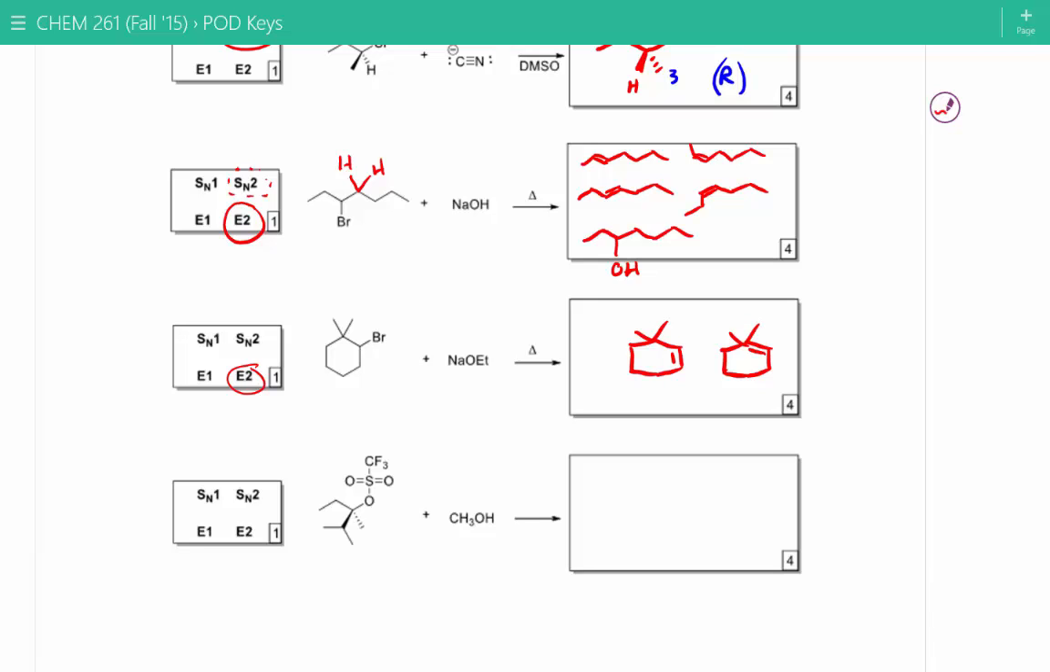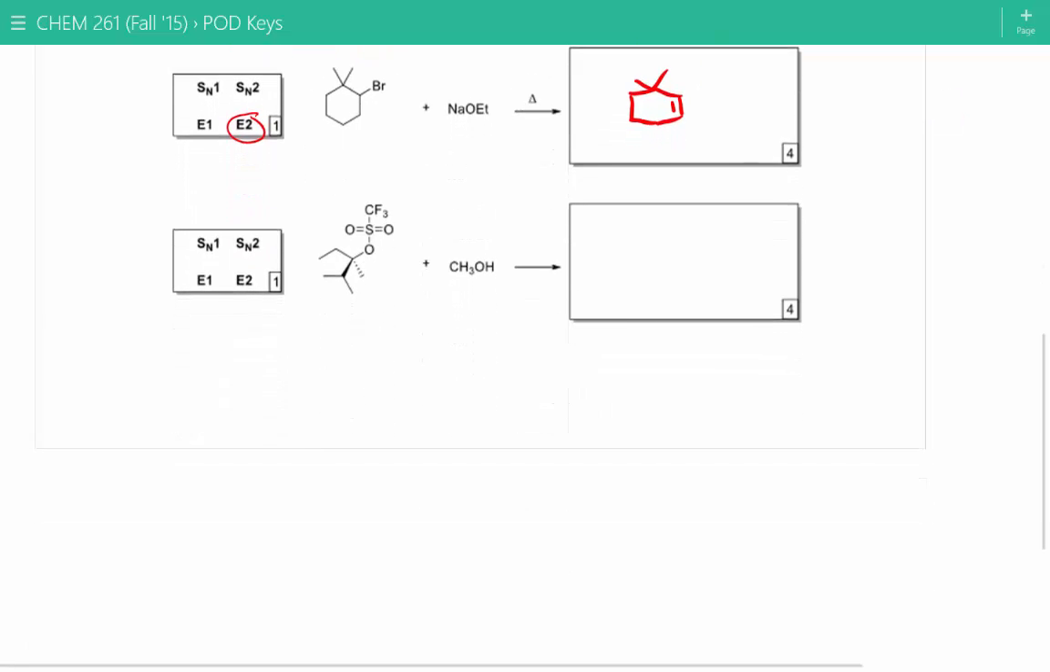No? Texas carbon. You'd make me sad if you drew that. So don't draw Texas carbons. We should be out of that phase of our lives by now. Let's go to the bottom one.